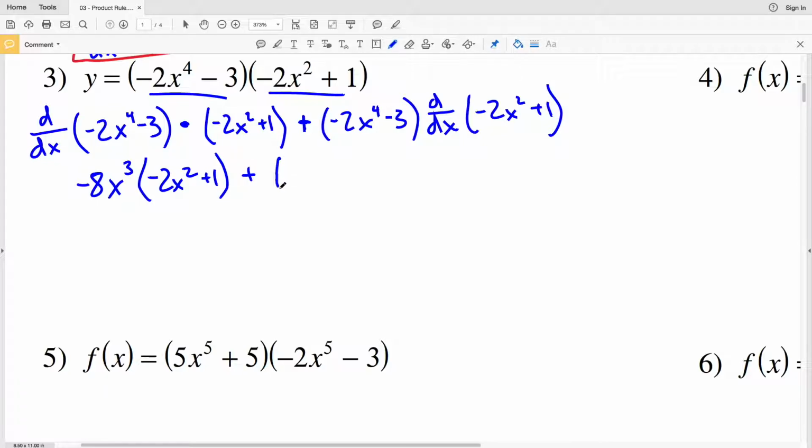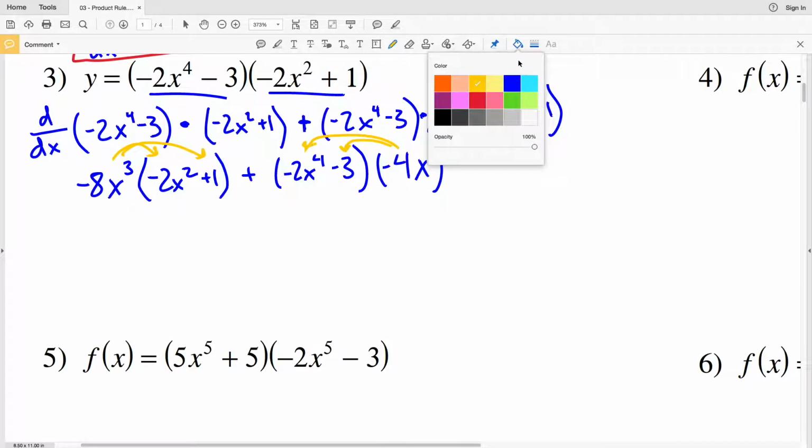And we'll add that to negative 2x to the fourth minus 3 times the derivative of negative 2x squared plus 1, which that 1 is constant, so that will go to 0, so we'll be taking the 2, multiplying it by negative 2 to get negative 4, and then x to the 2 minus 1 will be x to the 1, or simply x. So negative 4x is the derivative of negative 2x squared plus 1. Now I'm going to distribute in both of my terms.